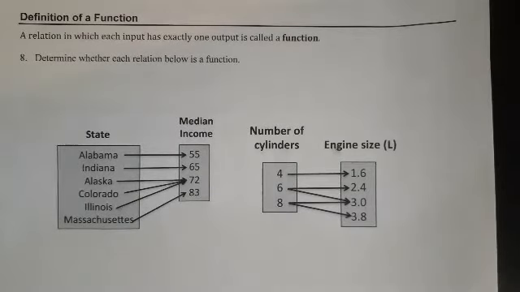Here we're going to talk about a function. So how do they define it? A relation in which each input has exactly one output is called a function. That is a fair way to define a function. I'm not sure that's the way I would go about trying to figure out if something is a function. So if we want to figure out if something is a function, I think it's probably better to ask, does it break the function definition?